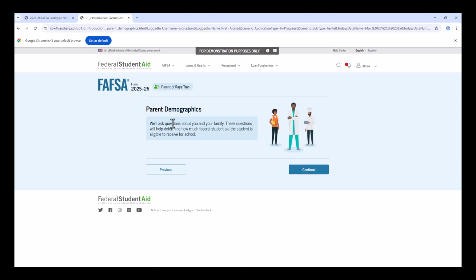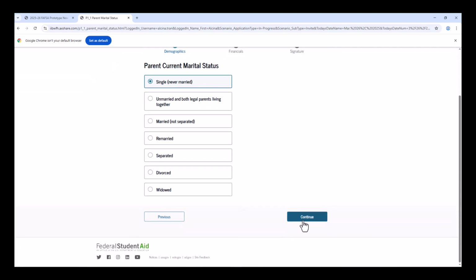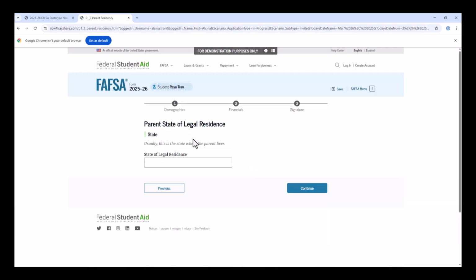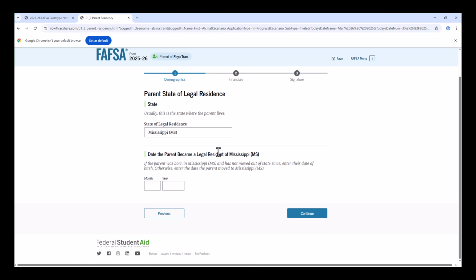So we are now entering into the parents demographic section. Mom or contributor should put their current marital status, so what they are currently at this moment. So we're going to select single, never married, and continue on. We're now at the parent state of legal residence, so we're going to go ahead and input Mississippi. Again, it is asking the month and year that that parent became a legal resident of that state. So if it's been since they were born, it will be the month and year that they were born.